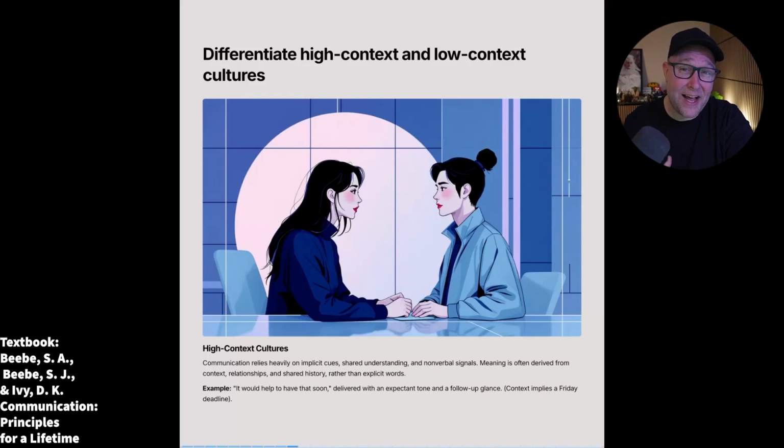In high context cultures, communication relies heavily on implicit cues, shared understanding, and nonverbal signals. Meaning is often derived from context, relationships, and shared history, rather than explicit words. For example, it would help to have that soon, delivered with an expectant tone and a follow-up glance. Context implies a Friday deadline.